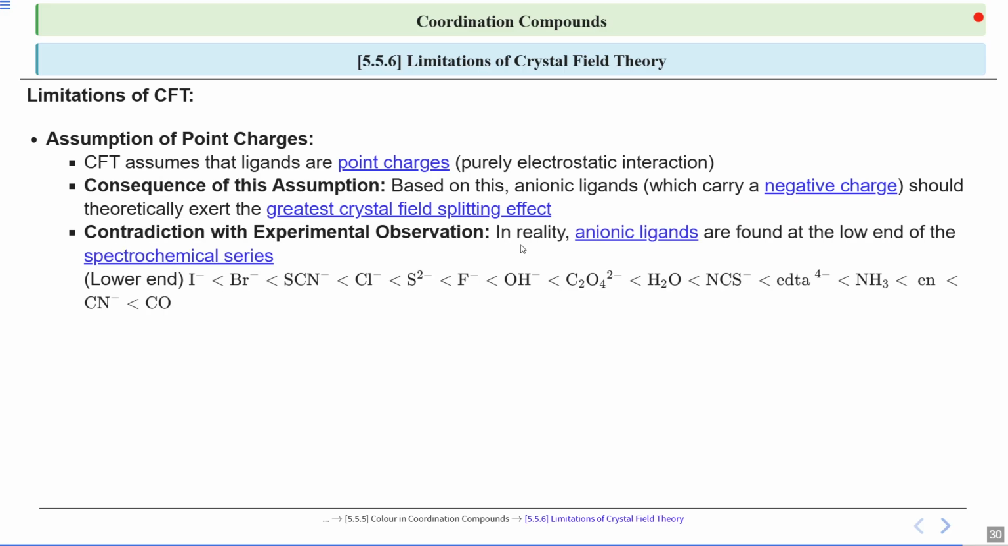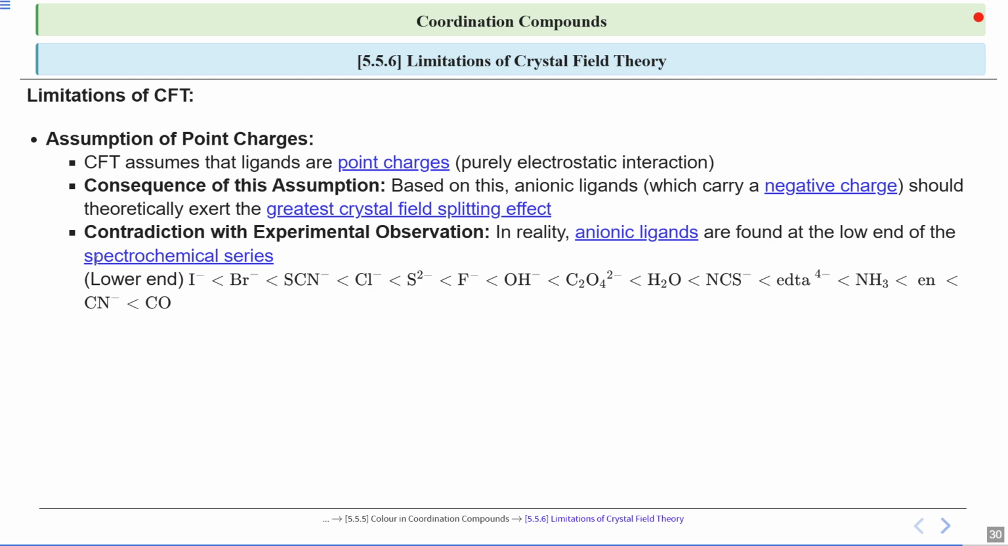Contradiction with the experimental observation. It is contradicting the experimental observations, that in reality anionic ligands are found at the low end of the spectrochemical series. If you see the spectrochemical series, at the very starting end of the increasing series, the iodide ion, bromide ion, SCN negative, Cl negative, S2 negative, F negative, OH negative, C2O4 2 negative. So every anionic ligand is found at the low end of the spectrochemical series, which contradicts the assumption made by the CFT.